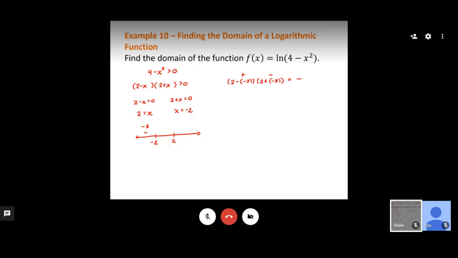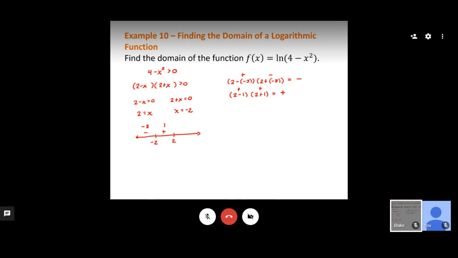Right, now we need something between the -2 and the 2. So what value could I substitute there? 1 works. Okay, so we'll do 2 minus 1, 2 plus 1. All right, 2 minus 1, positive or negative? That's going to be positive. Good. And 2 plus 1, positive or negative? Positive. Positive times a positive is? That one's going to be positive.